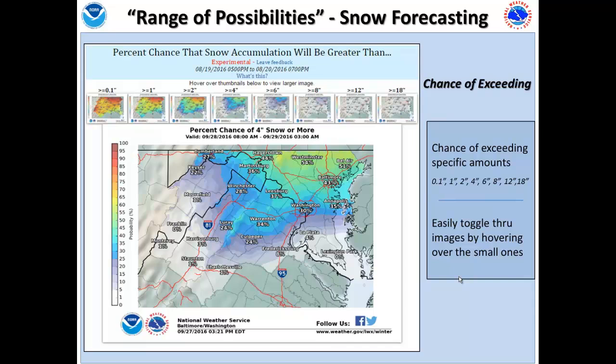So if you're interested in 4 or 6 inches of snow, if that could be a criteria for you, you can come in here and see what the probability of that much snowfall is and where that might occur, based on the National Weather Service official forecast and the model statistical distribution.